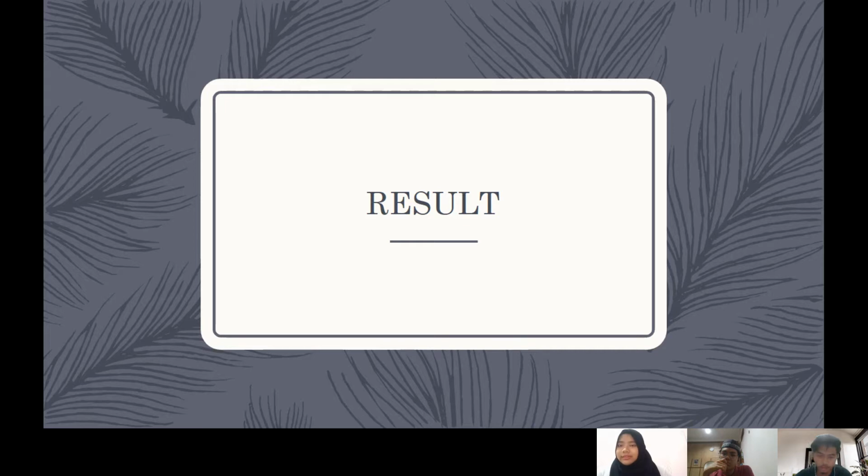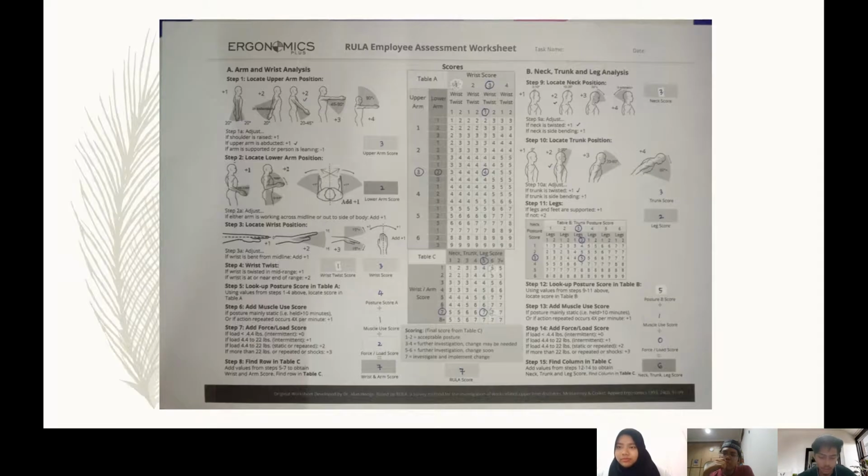Assalamualaikum warahmatullahi wabarakatuh. My name is Muhammad Syafi and I will present the result of our findings at the supermarket. The first step is locating the arm and wrist analysis, where we get the score of 3, and the degree is 20 degrees to 45 degrees. The upper arm is abducted. This happened because the conveyor belt of the supermarket is aligned with the cashier's hip height.